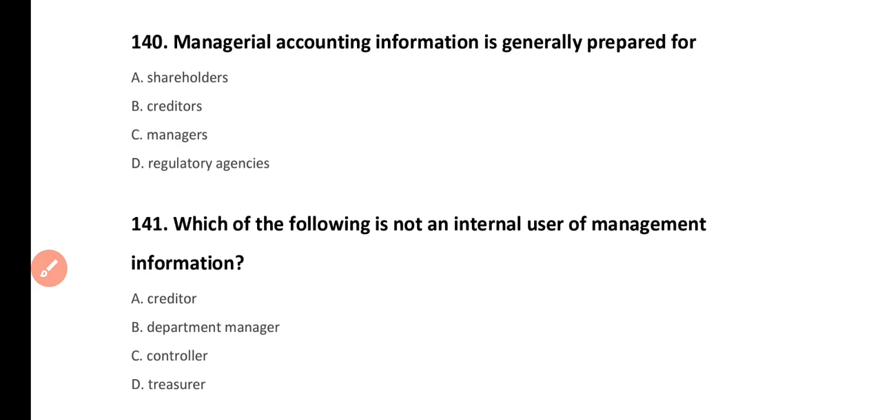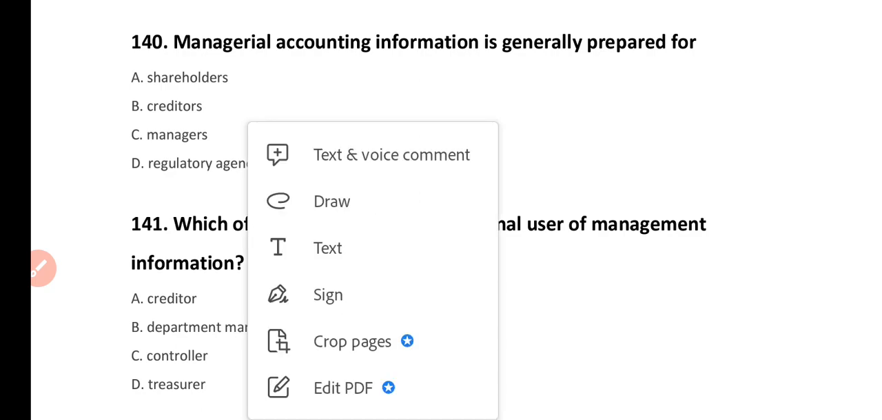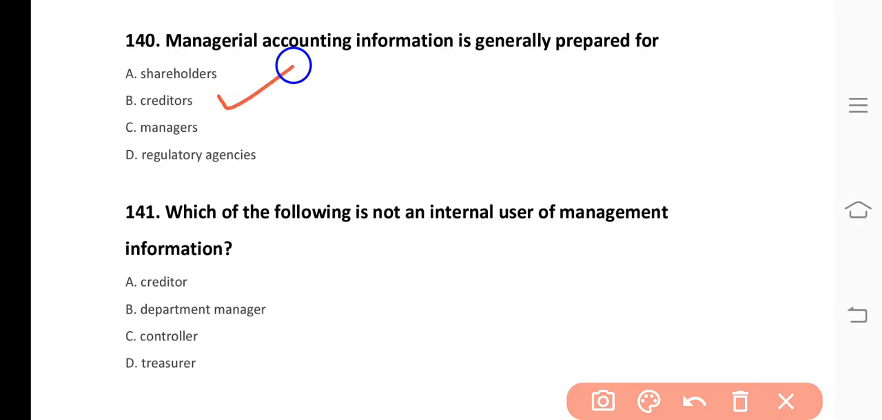MCQ number 140. Managerial accounting information is generally prepared for shareholders, creditors, managers, regulatory agencies. So the correct option is option C, managers. Managerial accounting information is generally prepared for managers so that they can make effective decisions.